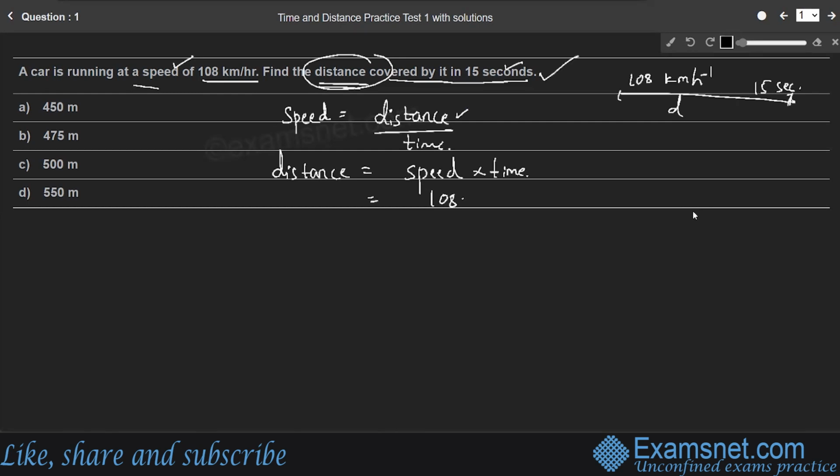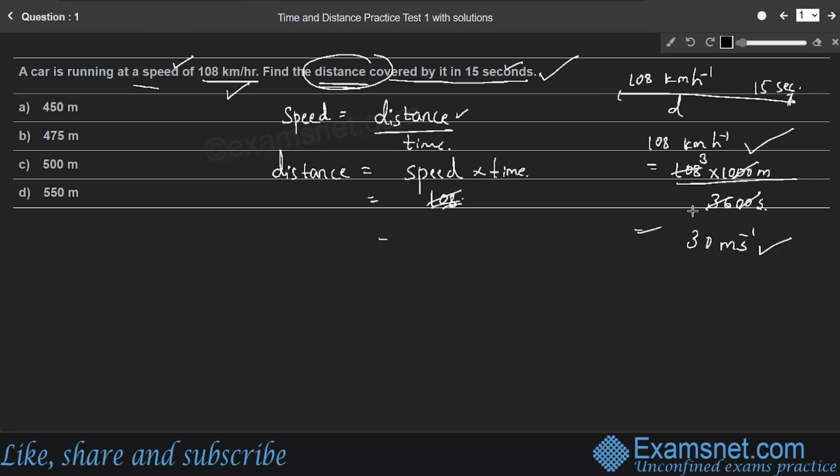Since the time is in terms of seconds, let us express the speed in terms of meter per second. Convert 108 km per hour. 108 kilometer is nothing but 108 into 1000 meter, divided by 1 hour. 1 hour is 60 into 60 seconds, which is 3600 seconds. Here we can cancel two zeros. So 36 into 3 is 108, so 10 into 3 is 30 meter per second. So 108 kilometer per hour is equal to 30 meter per second.